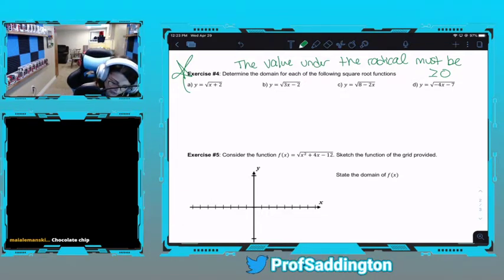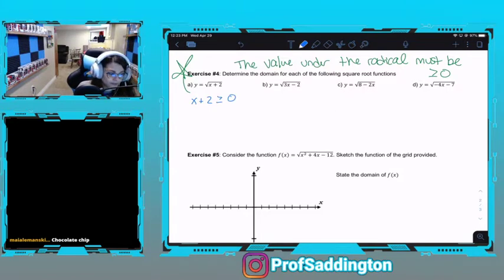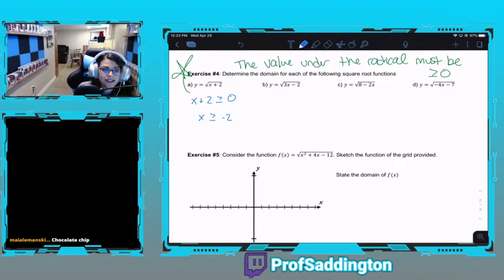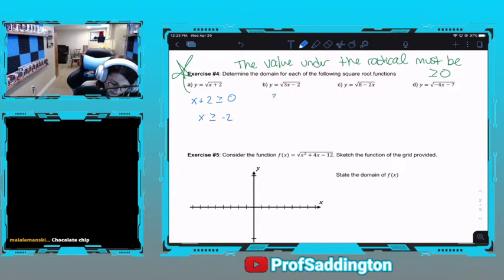So all we're going to do is take whatever is under the radical and set it greater than or equal to 0. And then we solve for x. So here, the x's have to be greater than or equal to negative 2. You can have negative 2, you can have negative 1, you can have 0, you can have 11, but you can't have like negative 3. Not allowed.